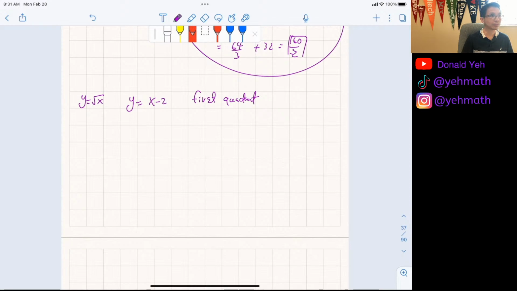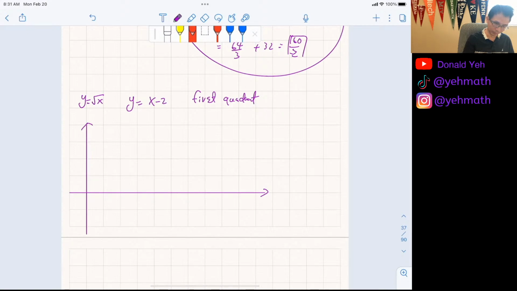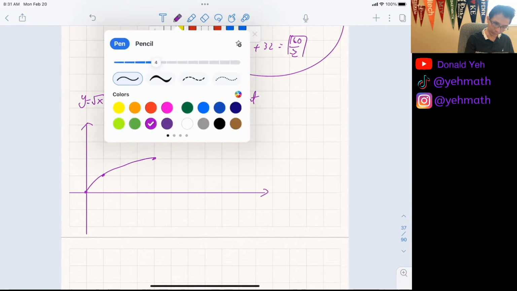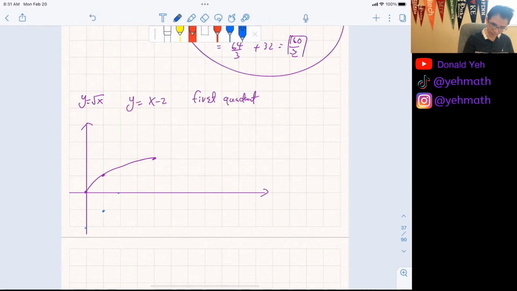The boundaries need to switch. So if you switch the boundaries, this is the area of interest right here.